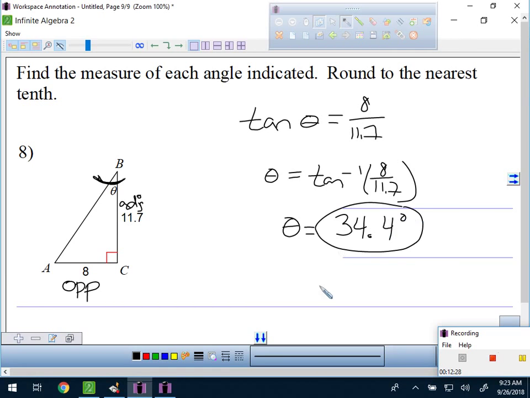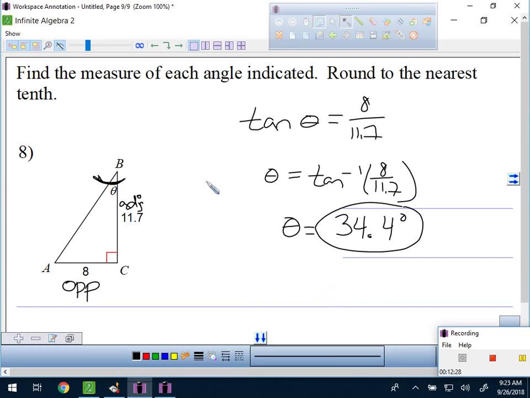34.4 degrees. And the answer choices are going to be so far off that you'll be able to pick. You don't have to worry about one being 34.3 and one being 34.5. The answers are going to be spread out so that you know which one is the correct answer. So no worries about that for number 8.